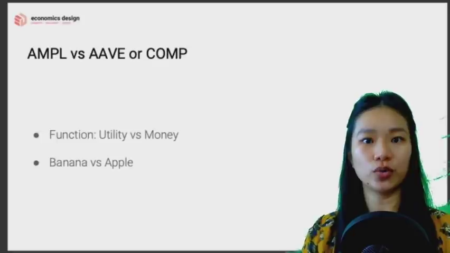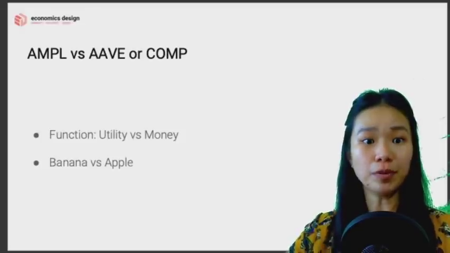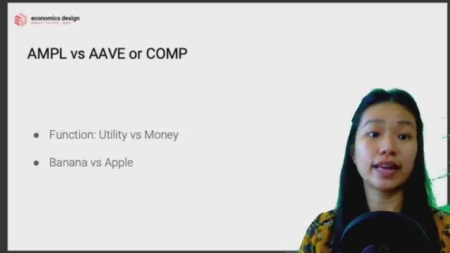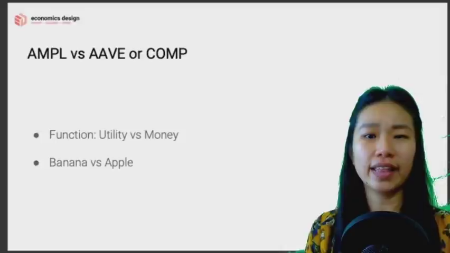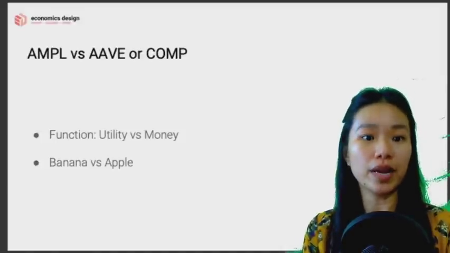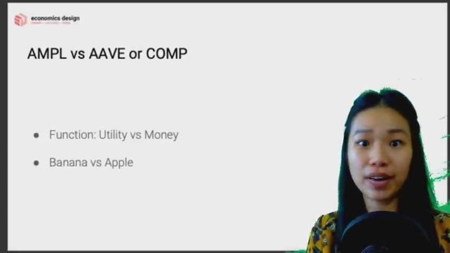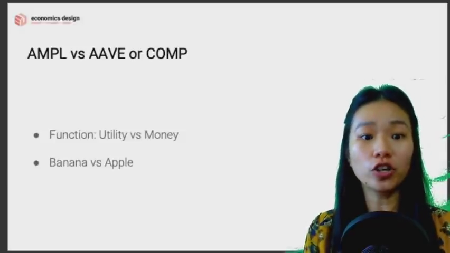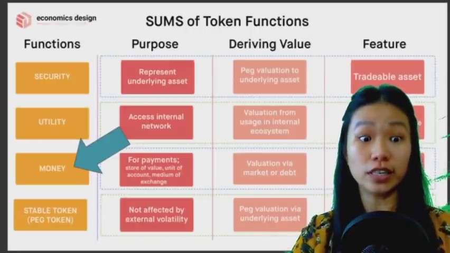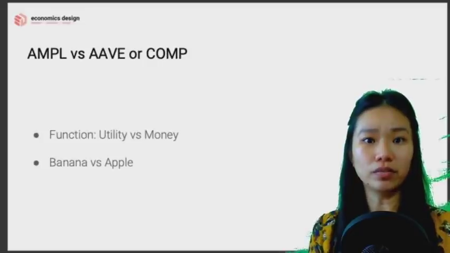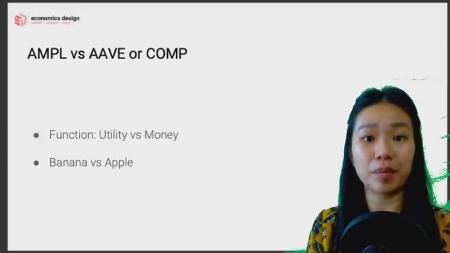Before I go deeper into breaking them down, I just want to give a couple of examples of what the difference is between AMPL, which is the token, versus other tokens, and AMPL versus USD. I was watching a podcast by Bankless talking about Ampleforth, and they had something a little bit wrong. They're comparing Ampleforth and AAVE or Comp, like Compound. The thing is, you can't compare it like that. Why? Because AAVE and Comp have the function of a utility token, whereas AMPL, I don't know how you pronounce that, is a money function. And because the functions are different, you can't really compare them.